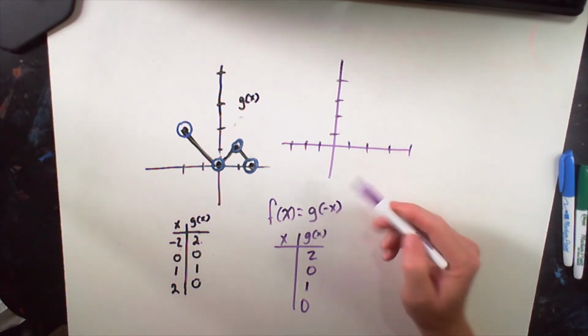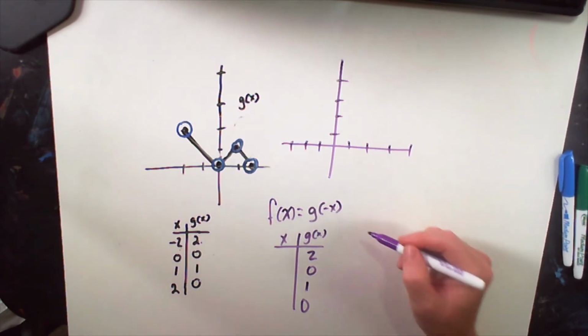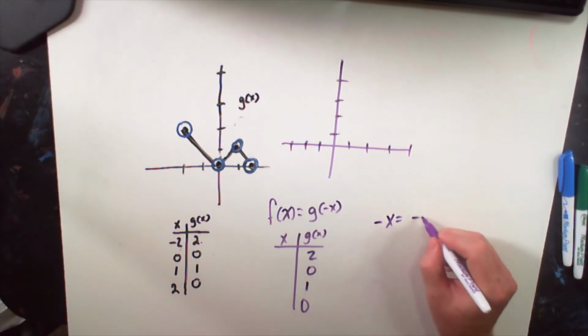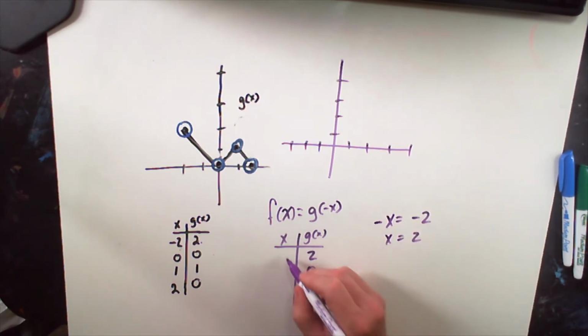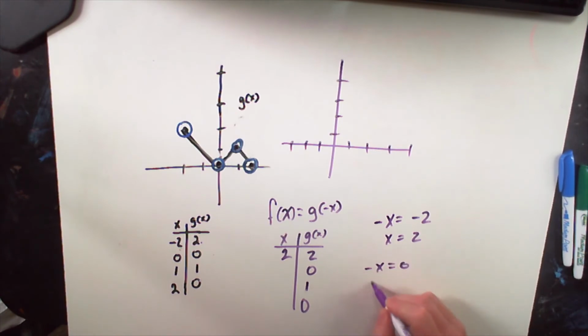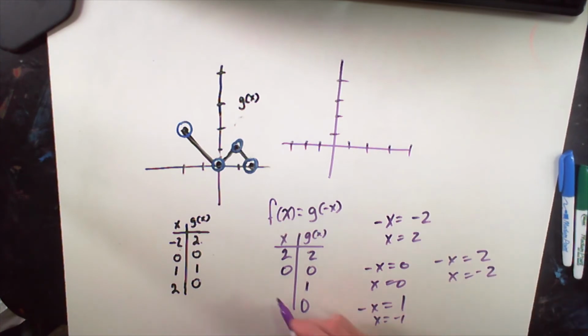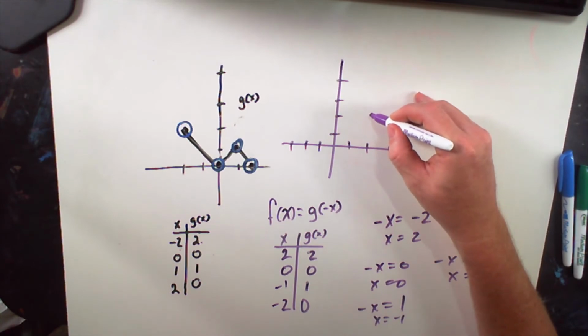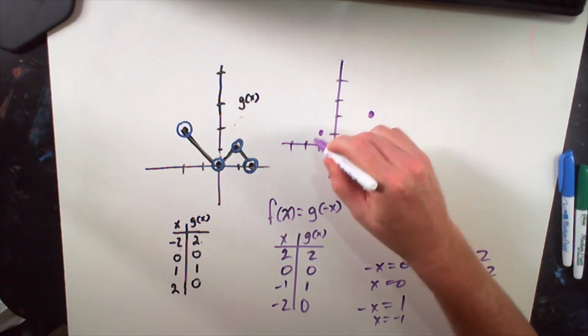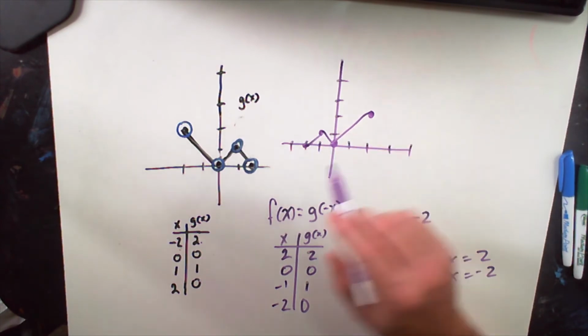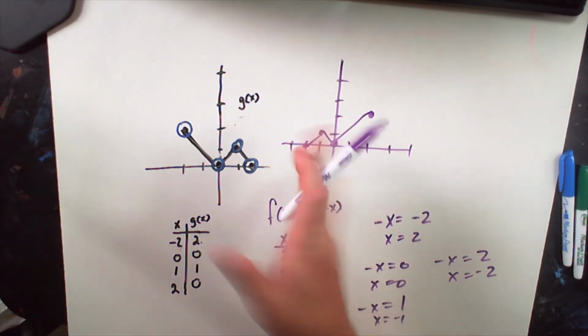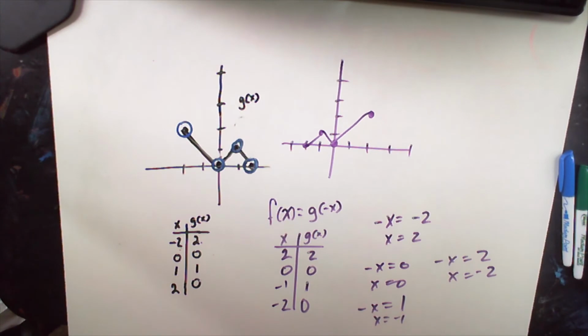But now what value of x, new x, old x? Negative x equals negative 2, x equals 2. Negative x equals 0, x is 0. Negative x equals 1, x is negative 1. Negative x equals 2, x is negative 2. Then we plot these points, and we see it's the exact same function we had before, only it's been flipped over the y-axis.